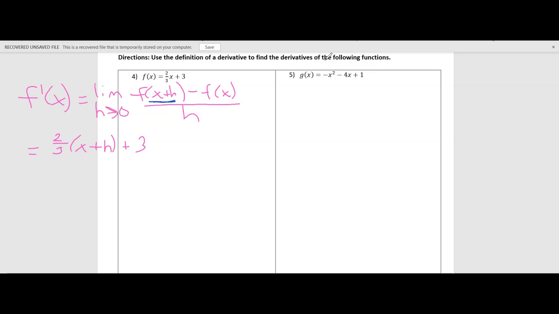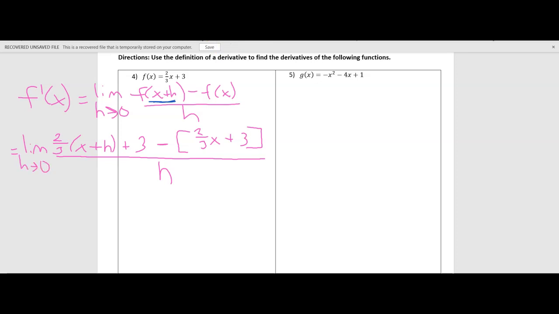Then I'm going to subtract f of x. So subtract 2/3 x plus 3. Make sure you put parentheses or brackets around the entire function you're subtracting, otherwise your signs will be messed up. And this is all over h. And make sure you don't forget your limit expression like I almost did, because we're still evaluating a limit.